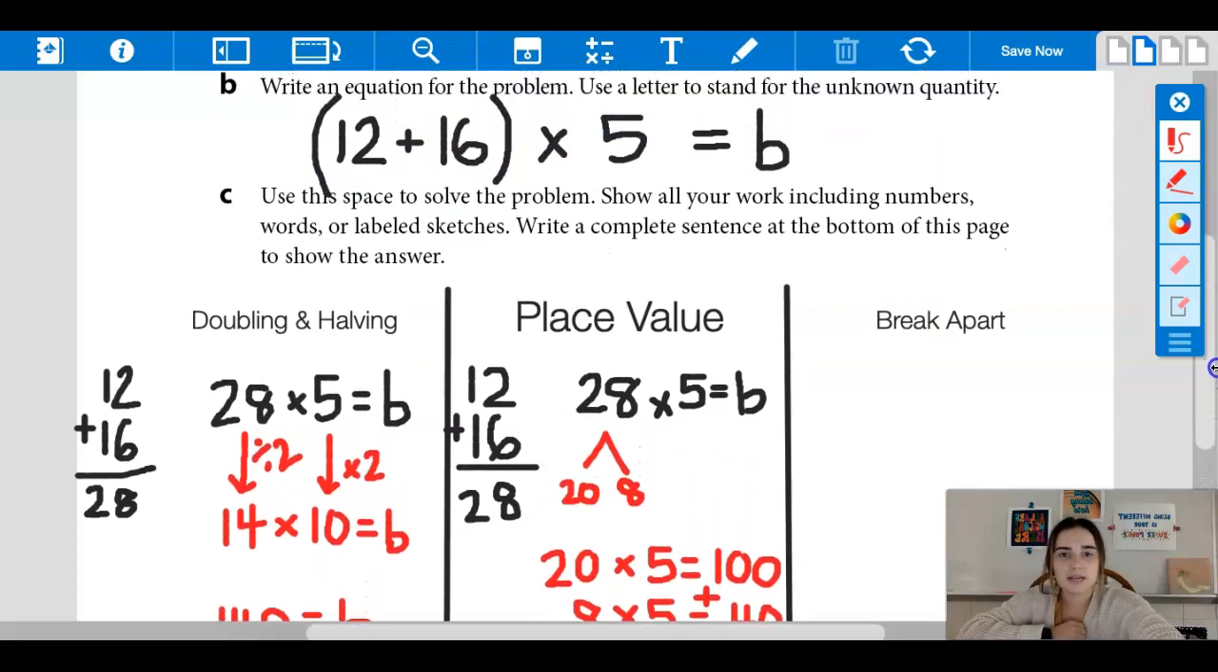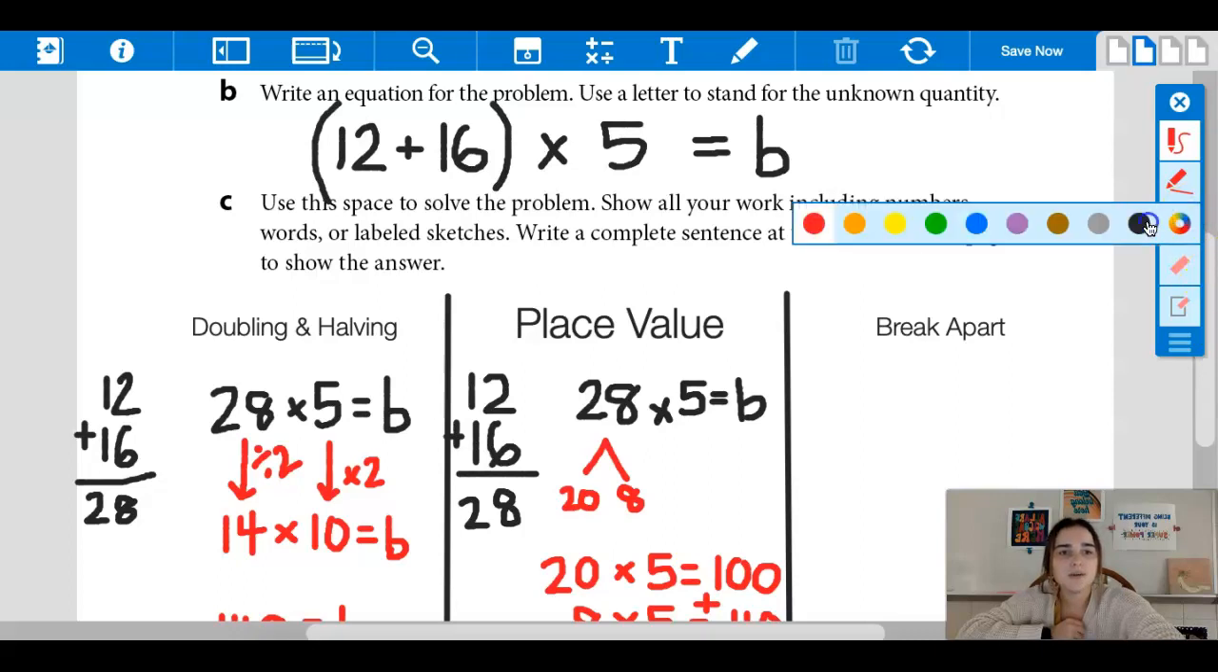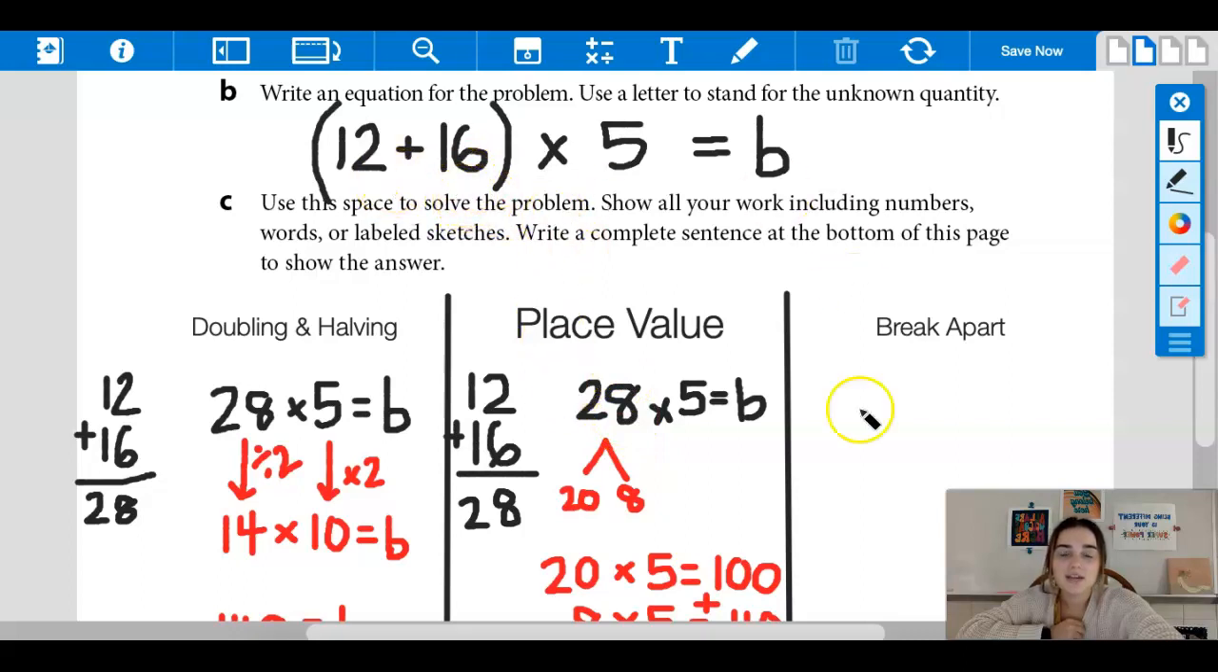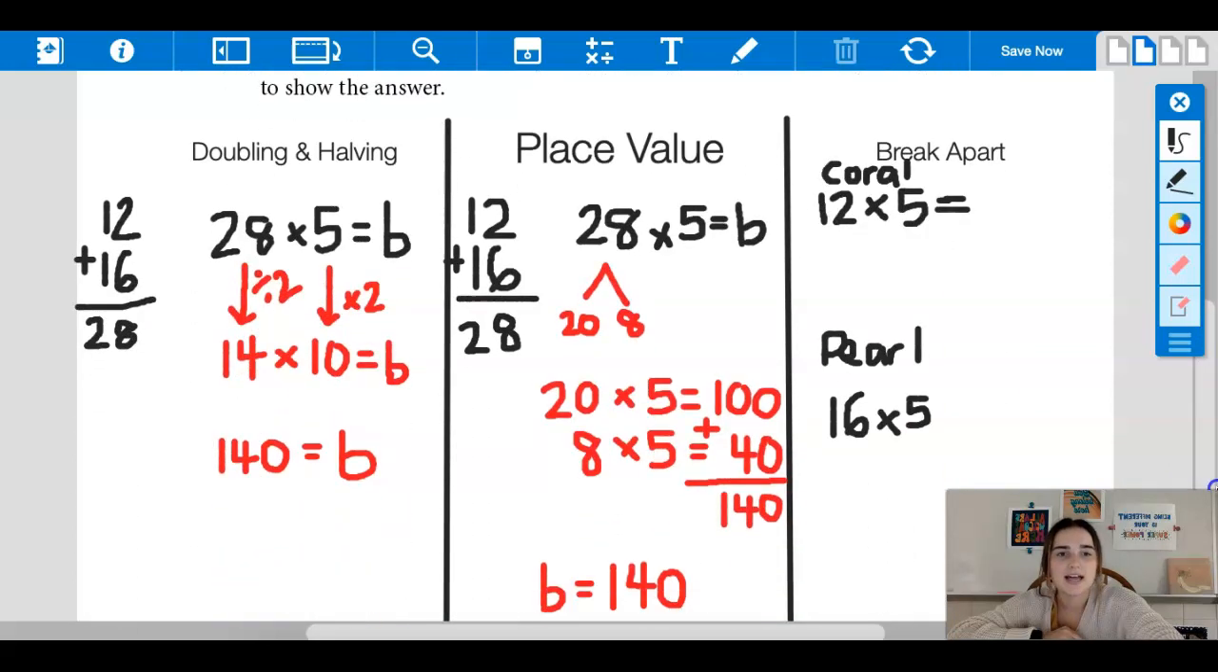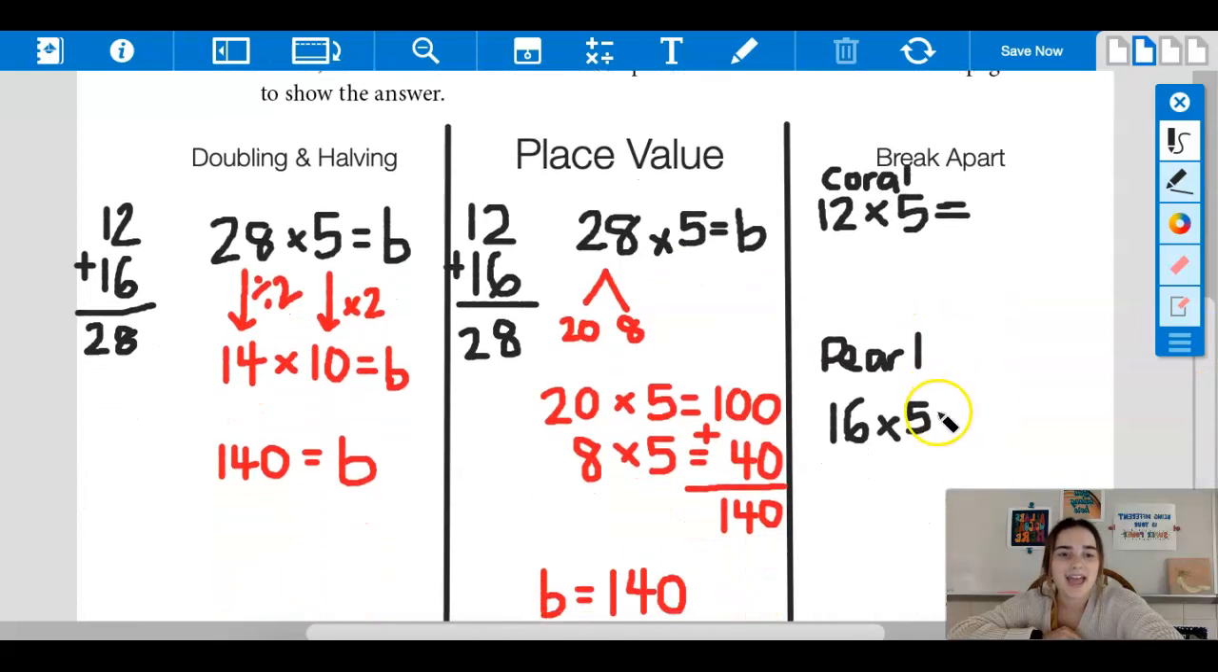I can also use a break apart strategy here. So instead of doing 12 plus 16 first, instead of doing the 28, I can write my equation a little differently. I could say, well, I know I need to solve 12 times 5. This is the number of Coral's beads. All right, I'll figure out how many beads Coral has first, and then I'll figure out how many Pearl has. Pearl had 16 containers, so 16 times 5.